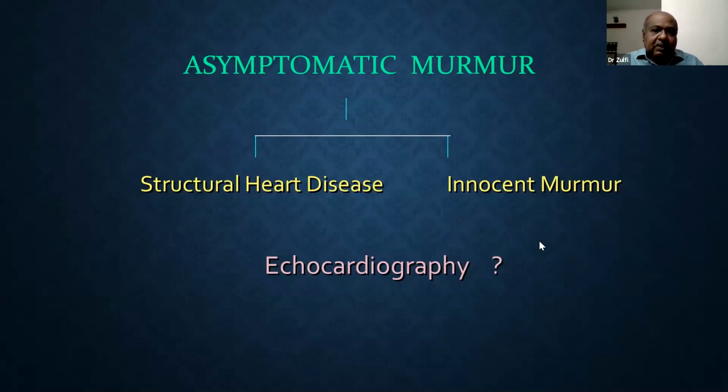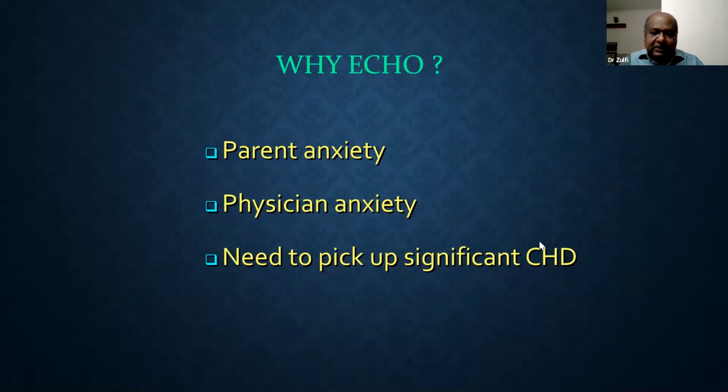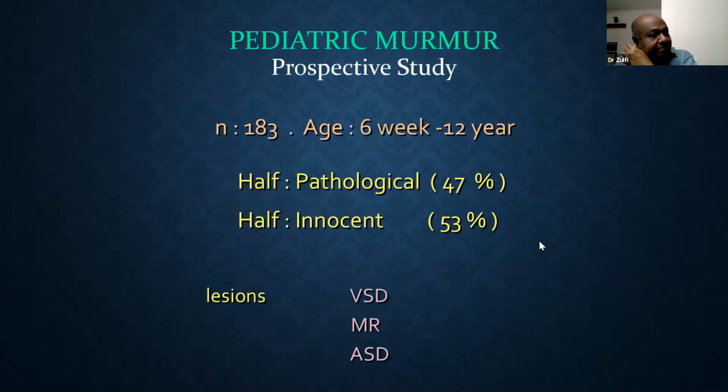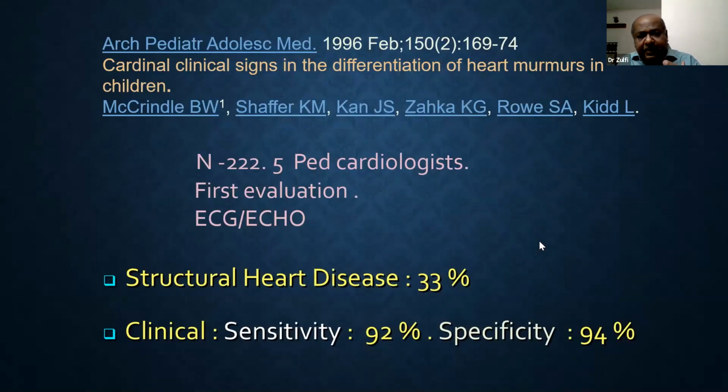Why echo? Why should we do an echo? One is, of course, parental anxiety has to be alleviated. The physician also will have significant anxiety, and also naturally to pick up a significant congenital heart disease. There was a major study in the West of almost 200 patients, asymptomatic murmur from 6 weeks to 12 years. And they were evaluated, and almost half of them had some abnormality, including important conditions like a VSD or an ASD or mitral valve. Another very interesting study came from the US by McCrindle.